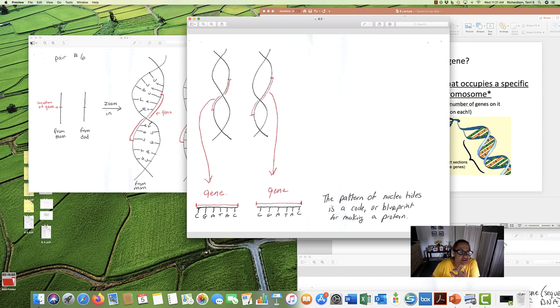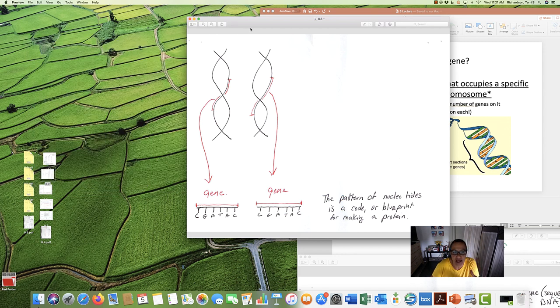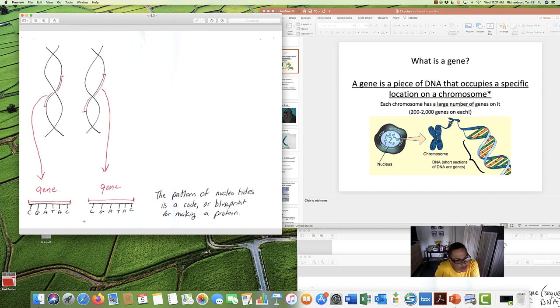Okay? So hopefully these pictures help you to visualize what we're talking about today. We zoomed in all the way and now we have our gene there, a piece of DNA that occupies a specific location on a chromosome, and it is the blueprint for making some type of protein. There are thousands of different proteins. So I'm not going to ask you on what chromosome is the gene for antibodies. That's not the point. The point is understanding that genes are sections of DNA on chromosomes, and they are the blueprint for making proteins. Okay, good.